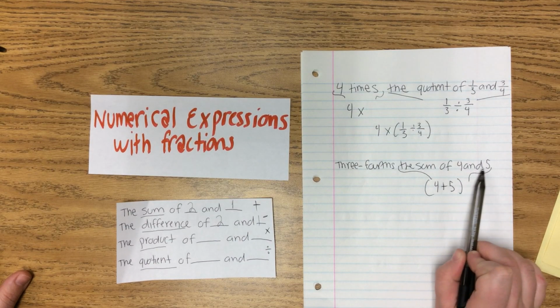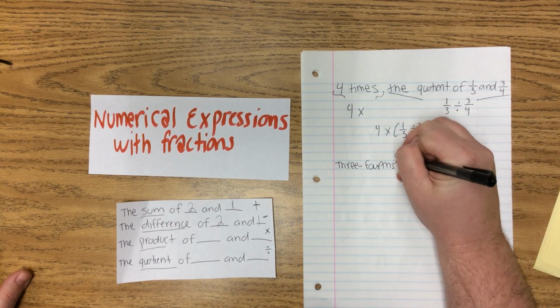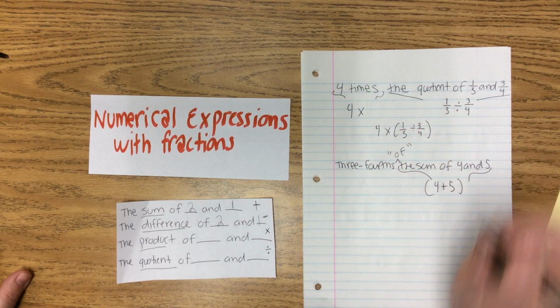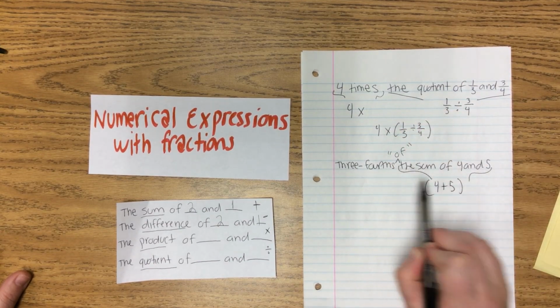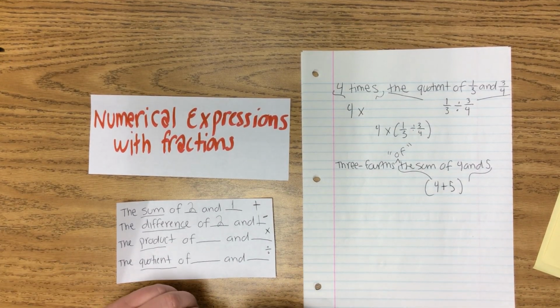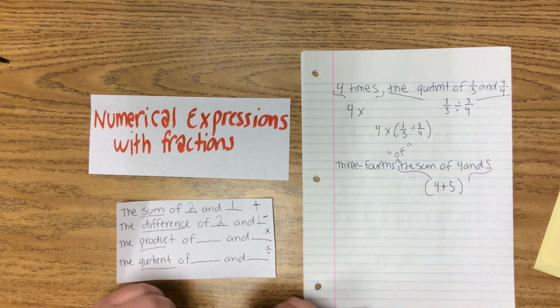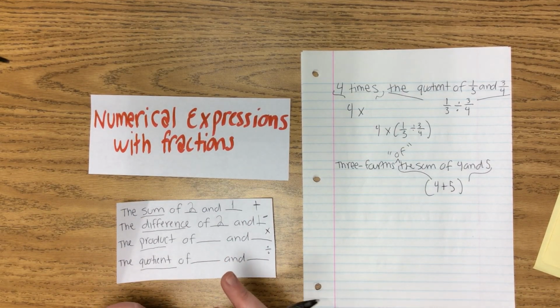3/4 the sum of 4 and 5. In this situation, there's what I like to call my secret of. 3/4 of the sum of 4 and 5. Sometimes they like to trick you and make you forget that ofs exist because they're not technically needed grammatically, so they like to pull them away. And we know if we had seen that of there, we would have multiplied. But because it's a secret of, you also need to think, I need to multiply.